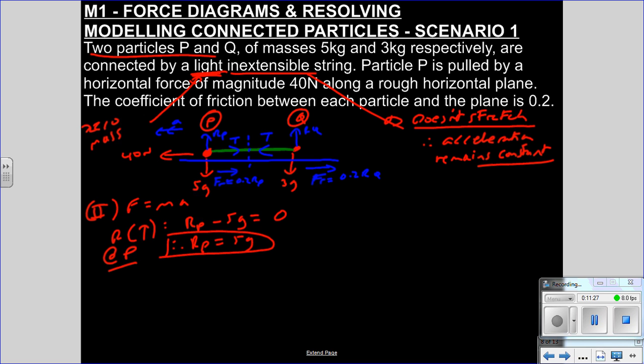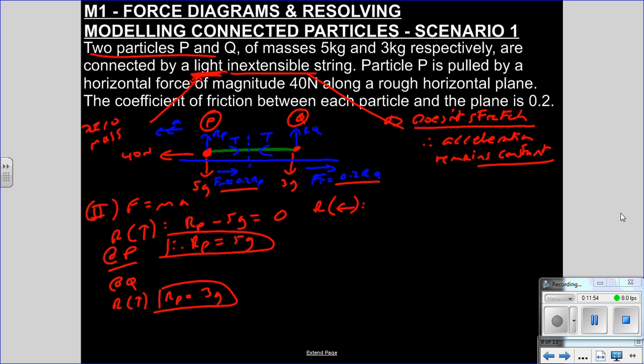Okay, likewise at Q, up and down, RP must equal 3G because there are no other forces acting up and down. That's helpful, okay? And that means we know what friction is here and we know what friction is here. Let's now move to the left, because that's where we're accelerating.